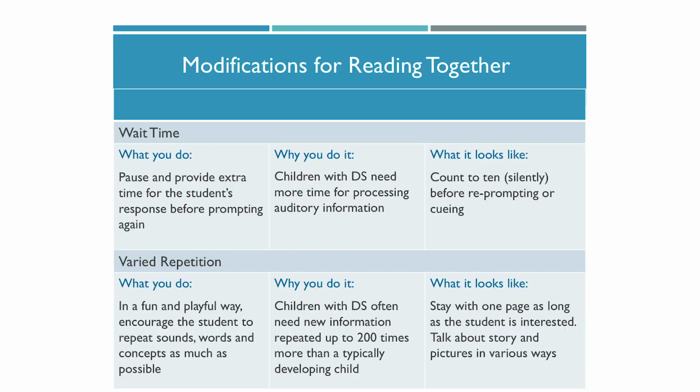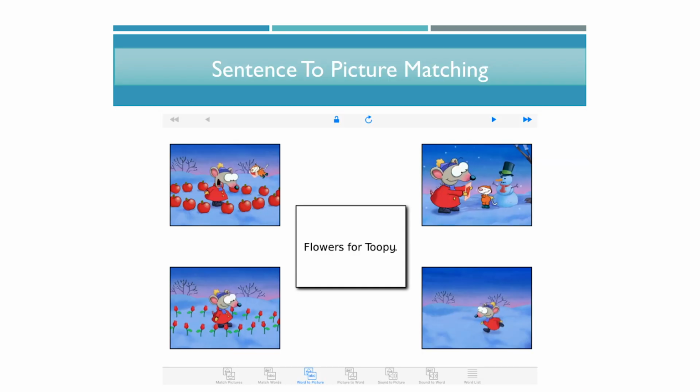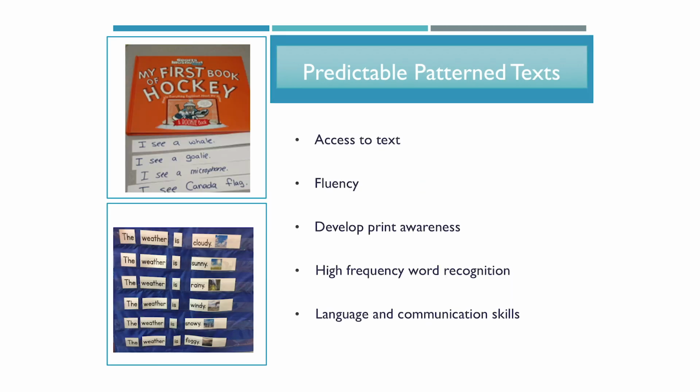Sure. So these are things we've talked about already, so I definitely don't need to go through them individually. Just ways to modify your reading together to incorporate some of the ideas about strengths and challenges. What that looks like. Those are the sentence to picture matching that we talked about. This is through an app, but you can just do it with cards and pictures. And again, adding sentences to existing books. If that book is not at the level that the student can access, you can make it more accessible. If they really love the hockey book, then you can give them their own sentences to go with it.